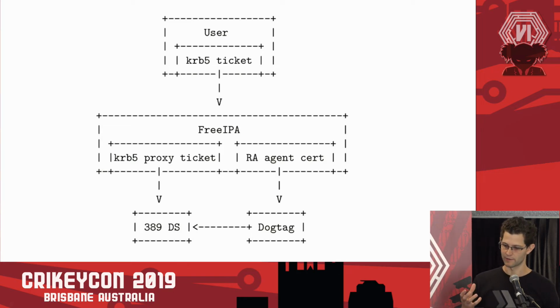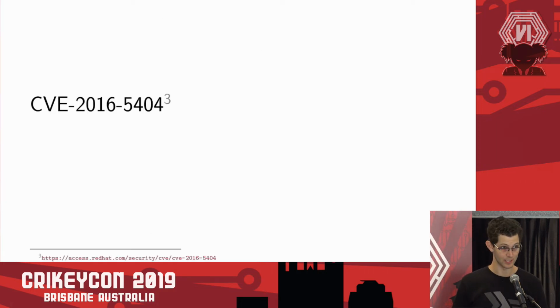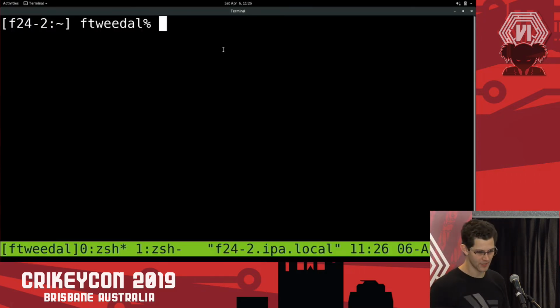But when FreeIPA talks to the CA, for example, to issue or revoke a certificate, it uses what we call the RA agent certificate, which is a highly privileged credential that is able to do everything that any user talking to the FreeIPA framework might need to do. So this is a pretty major violation of privilege separation principles, and this led to some CVEs. So the first one, and it's live demo time.